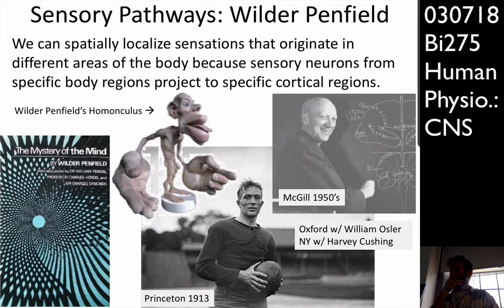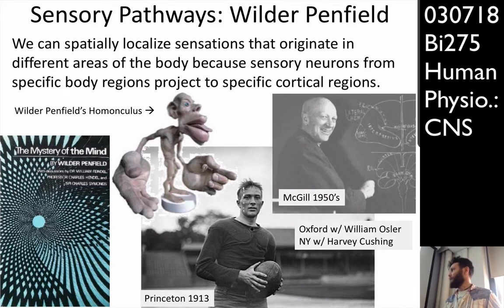But I did read his book and found it very engaging. This guy is from Canada. He went to McGill. And then, no, I'm sorry. He was a researcher at McGill back in his home country, but he went to Princeton for undergrad, and then studied at Oxford with William Osler, and then in New York with Harvey Cushing. Osler and Cushing, for those of you who go into medicine and are interested in history at all, are some of the great physicians of the 20th century. So he was highly pedigreed.